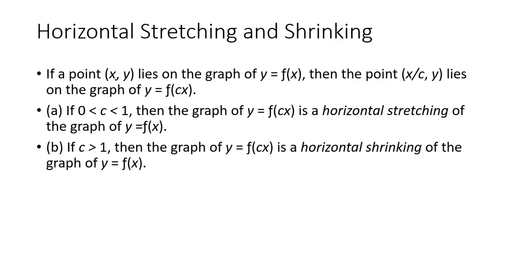If a point (x, y) lies on the graph of y is equal to f of x, then the point (x over c, y) lies on the graph of y is equal to f of c x. Now these are the two factors that you have to remember. If c is between 0 and 1, then the graph of y is equal to f of cx is a horizontal stretching of the graph y is equal to f of x. If c is greater than 1, the graph of y is equal to f of cx is a horizontal shrinking of the graph of y is equal to f of x.